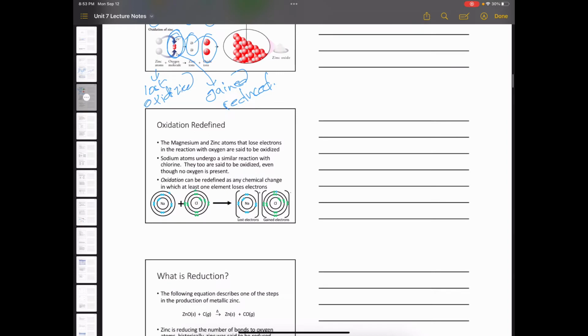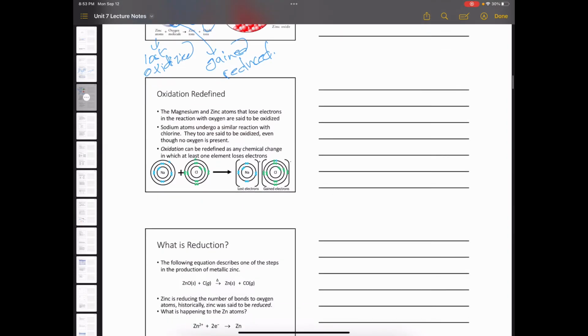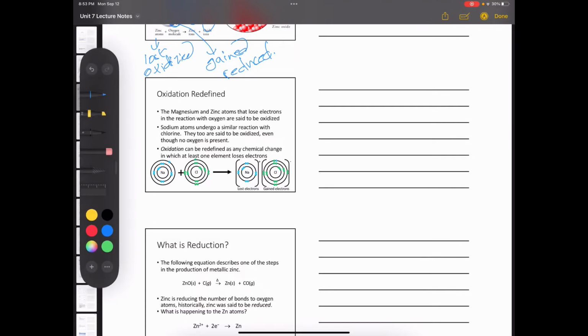So the oxidation definition was redefined to make it more broad, to cover any chemical change where at least one element loses an electron. Okay, so it is no longer limited to reaction with oxygen, like what happened with the magnesium and the zinc. It covers any chemical change where at least one electron is lost.